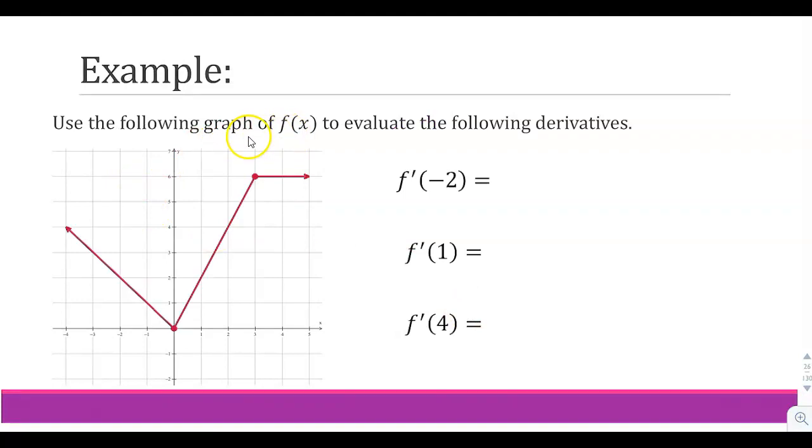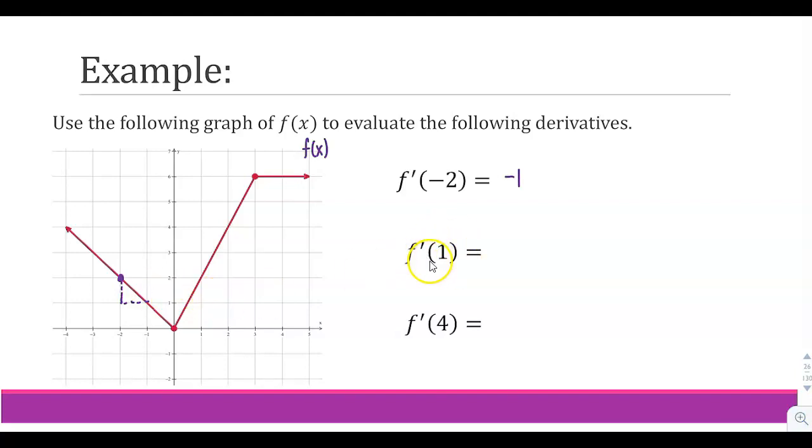In this example, we're going to use the following graph of f of x to evaluate the following derivative. So I have this piecewise function here, and it consists of all linear pieces. And we're asked to find first f prime of -2. So let's just clarify, this is f of x. This is the original function f of x. I want f prime, the slope of the tangent line, at -2. So I can go up here and I can find the function, and it's a linear function. So I just need to find the slope of the line that that particular point is on. So the slope would be, I'd have to travel down 1 over 1, so my slope is -1.